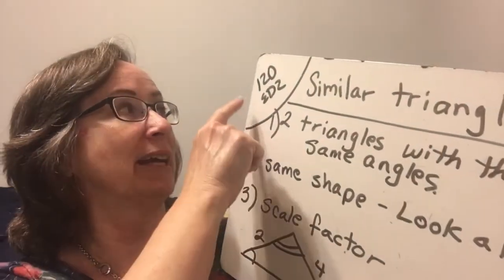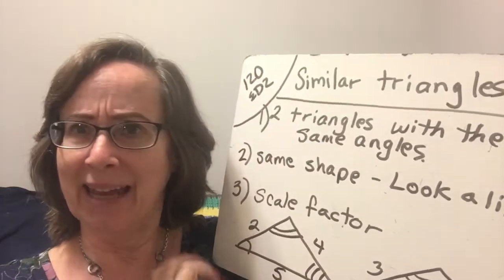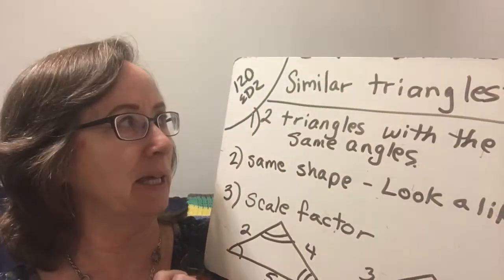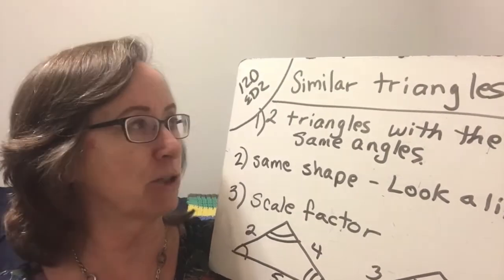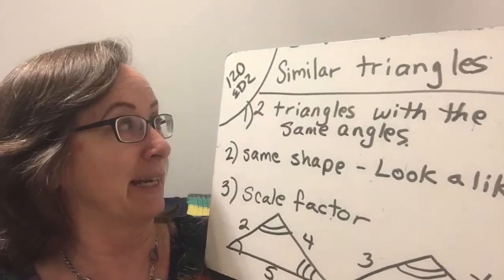And tonight we're doing lesson 120 in Edition 2, and I could not find a corresponding lesson in Edition 3. So maybe Edition 3 does not do similar triangles, but it's a good thing to learn, even if your book doesn't do it right now.